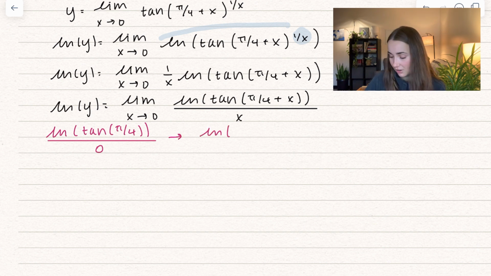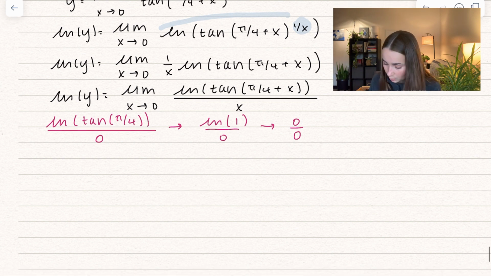So here we have tangent of pi over 4 is equal to 1. This is still divided by 0. And natural log of 1 is actually equal to 0. So this is our indeterminate form, 0 over 0. So we can go ahead and apply L'Hopital's to this right side. So let's go ahead and set up the derivative of the numerator because we got a lot going on here. And we're going to do that by setting up chain rule.